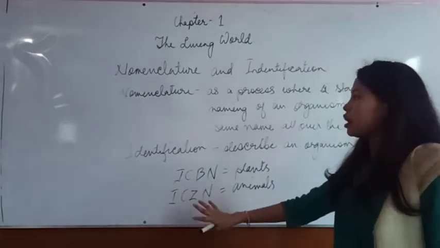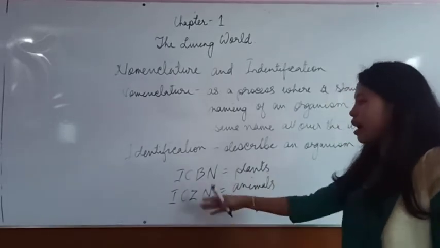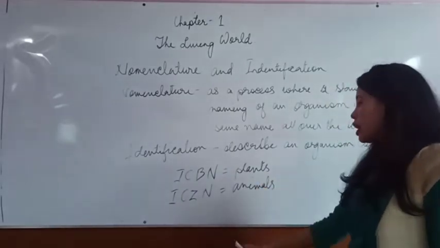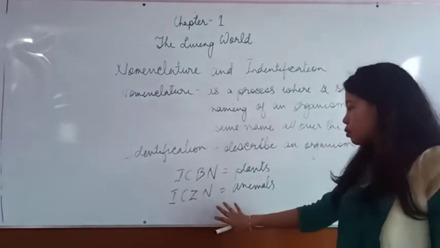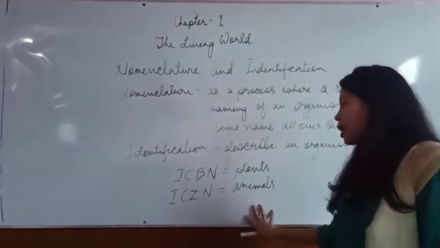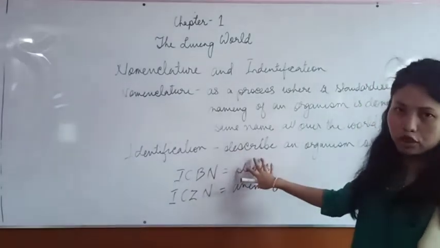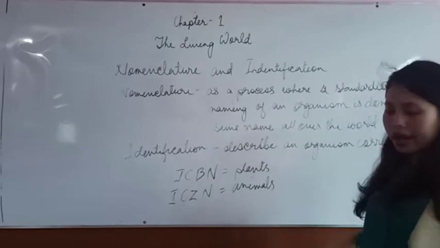So for plants and for animals, we have separate departments. Animal taxonomists are responsible for giving names to animals and identifying them, and plant taxonomists are responsible for giving names to plants and identifying plants.